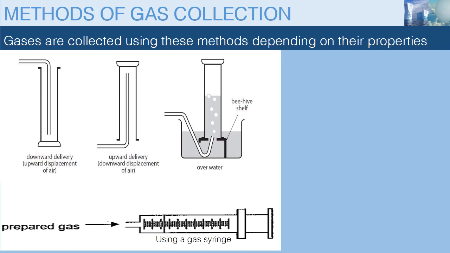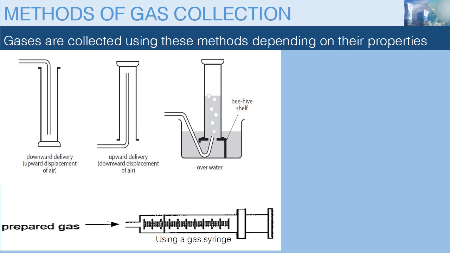We have just seen that we can collect hydrogen gas with two methods. One was over water method, and the second one was upward delivery or downward displacement of air. The property that allows us to collect hydrogen using this method is that it is lighter than air. All gases that are lighter than air can be collected using upward delivery method.